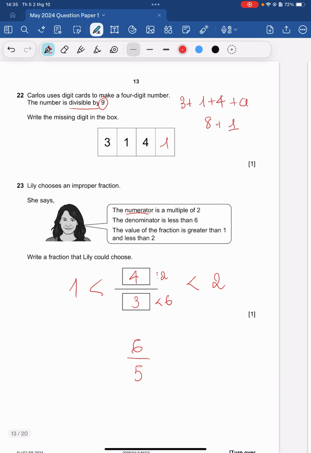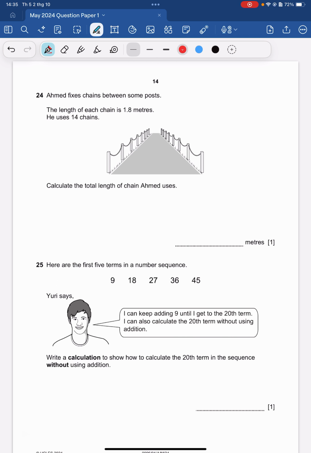Okay, let's do the next one. 24. Okay, we have fixed the chain between some bars. The length of each chain is 1.8. He used 14 chains. Total the length of chain. Okay, so we just multiply. That's right. Just 1.8 times 14.